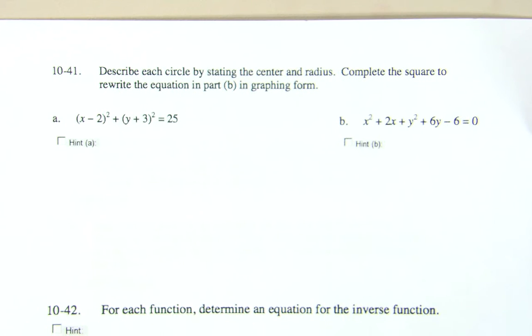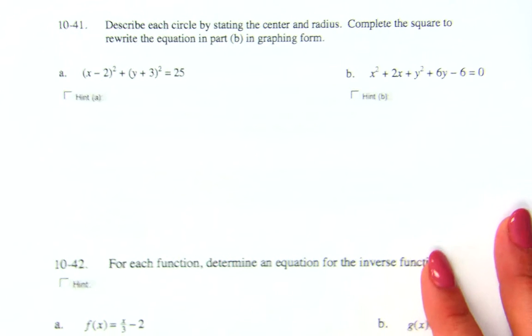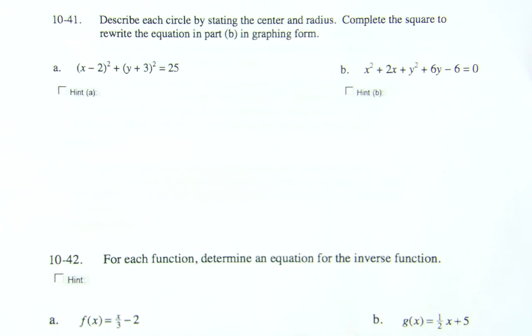Okay, this is math 2. We're going to do 41 through 44 on this one. Okay, first one should go pretty quickly. Describe each circle by stating the center and the radius. Complete the square to rewrite the equation part B in graphing form.